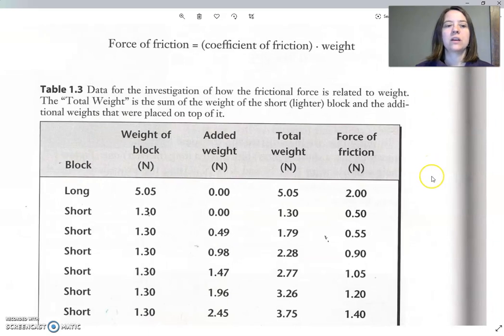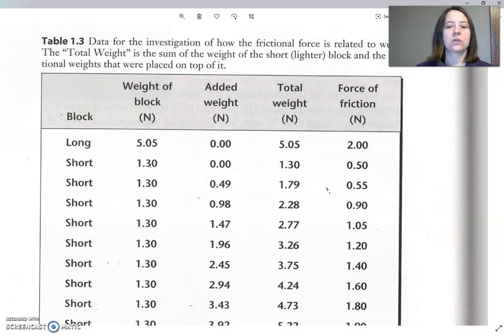So, data table for the investigation of how the frictional force is related to weight. The total weight is the sum of the weight of the shorter, lighter block and the additional weights that were placed on top of it. So if we look, the short block has a consistent weight, and they kept adding more weights to it, and so our total weight was increasing. And as the total weight of the block increased, what happened to the force of friction? You can see the force of friction increased. So when weight increases, the force of friction increases.